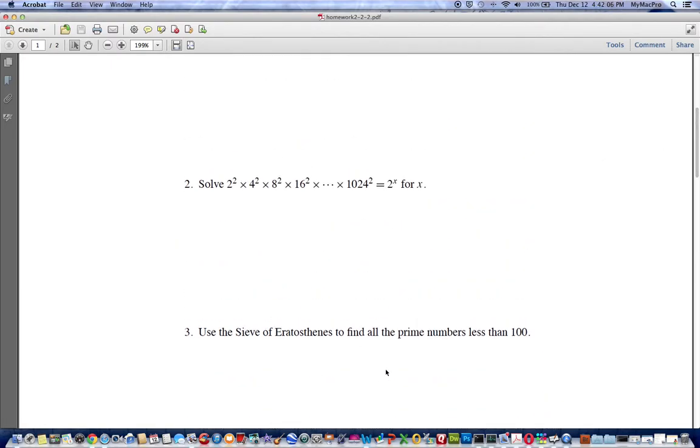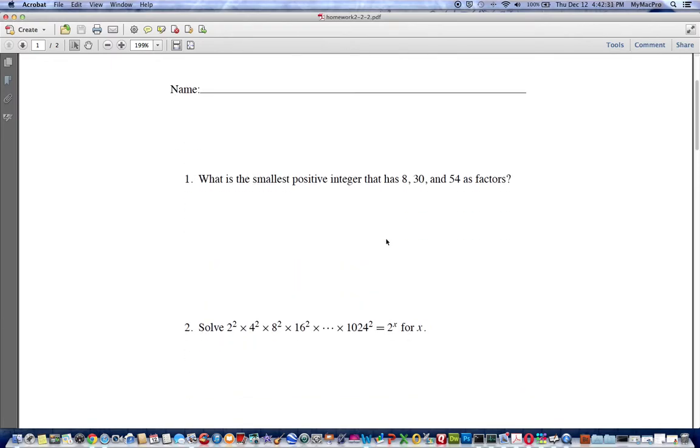Here is another one. 2 squared times 4 squared times 8 squared times 16 squared times 1024 squared. 1024 happens to be 2 to the power 10. 16 is 2 to the power 4, and 8 is 2 to the power 3. 4 is 2 to the power 2. So if you see 2 to the power 1, 2 to the power 2, 2 to the power 3, 2 to the power 4, 2 to the power 10.